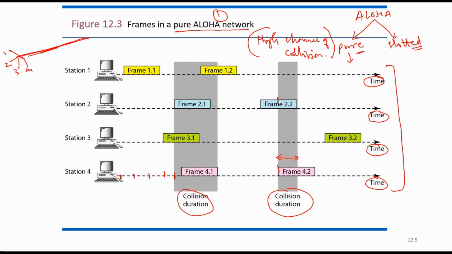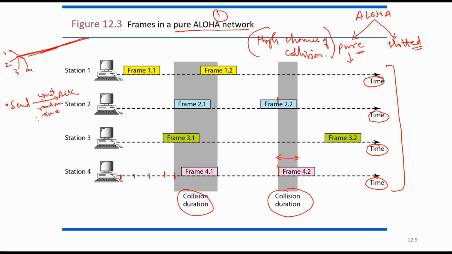A particular station sends the data and then waits for an acknowledgement. When the acknowledgement is not received in a particular allotted amount of time, there will be a timeout. After sending the data, if the acknowledgement is not received, it will wait for a random amount of time. After sending one frame, it will be waiting for the acknowledgement, and this wait will be for a random amount of time.